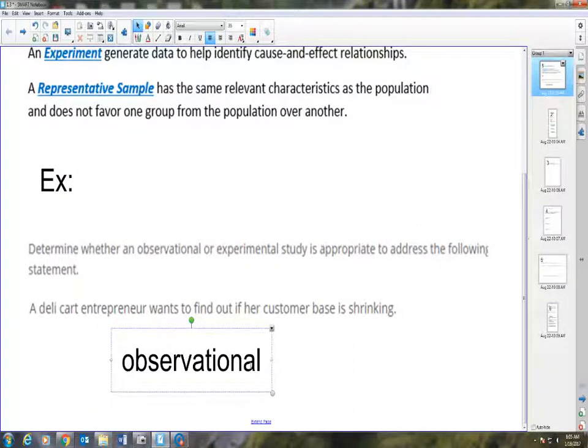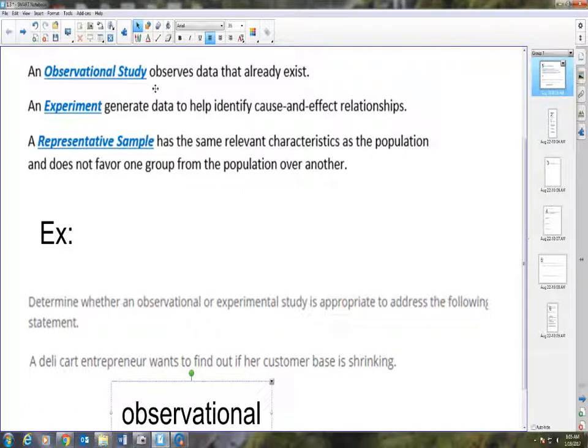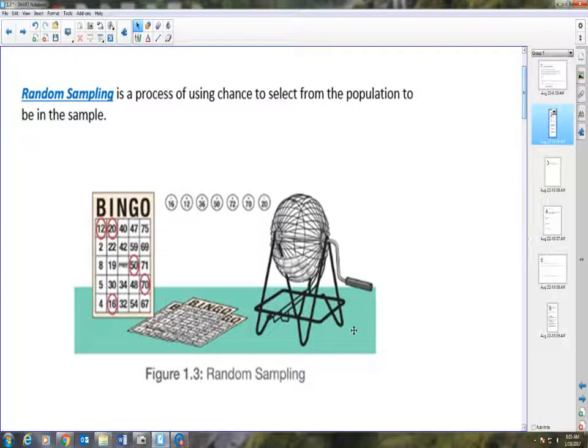Alright, before we talk more about each type of study, observational and experimental, I want to talk to you about the so-called sampling methods. Okay, different ways we can take samples. The best one is random sampling. It is a process of using chance to select from the population to be in the sample. It's called random sampling.